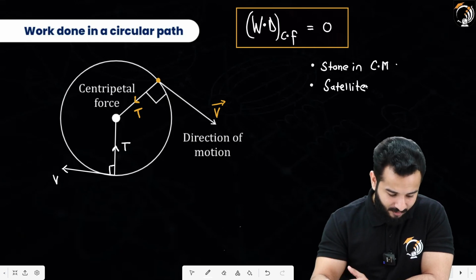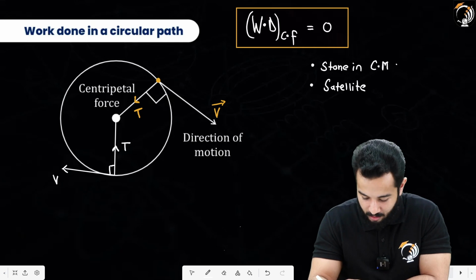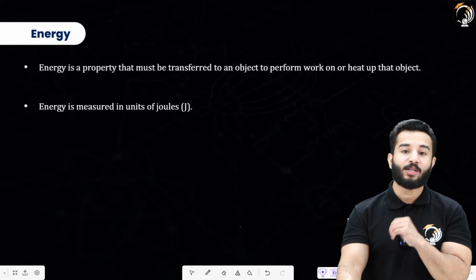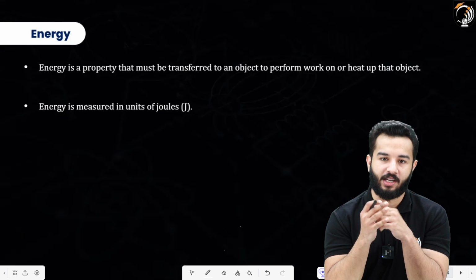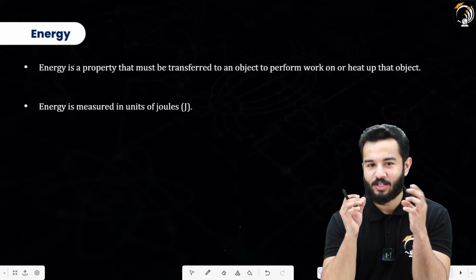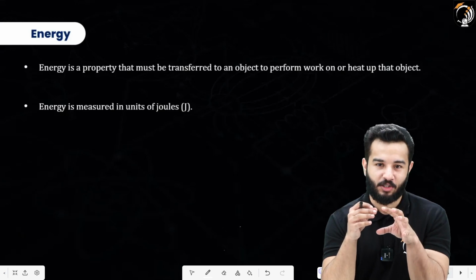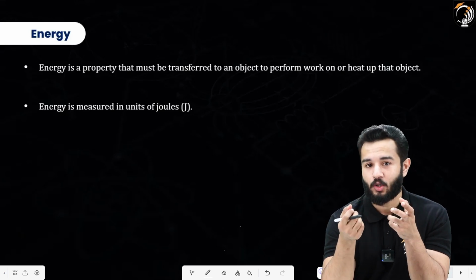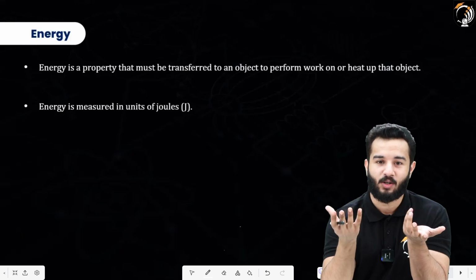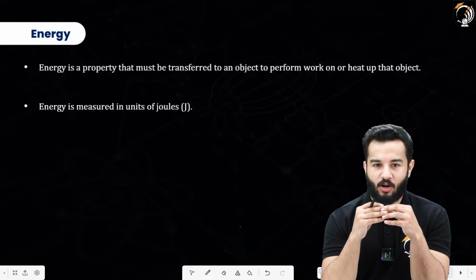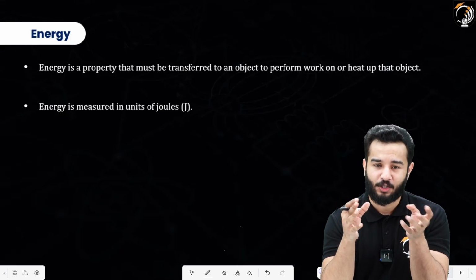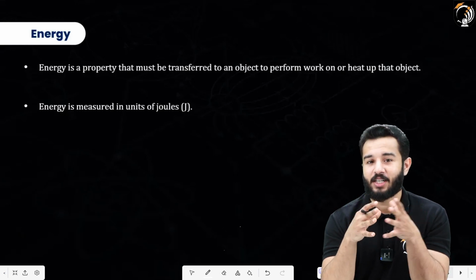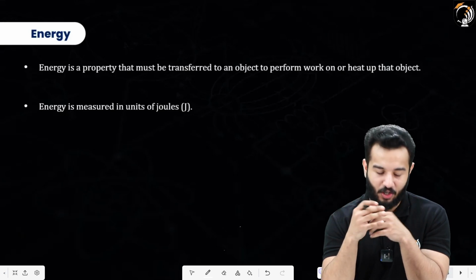Having said that, whenever you do some work, what will happen? That work will get converted and stored in the body in the form of energy. This is why we started our class with work and not with energy, because energy is the ability of a body to do work. If I have not explained work to you, how are you going to understand what energy is, right? Now, energies are of different types. There are many types of energy, and there are many classifications of energy. So we categorize energy into different classifications, right?